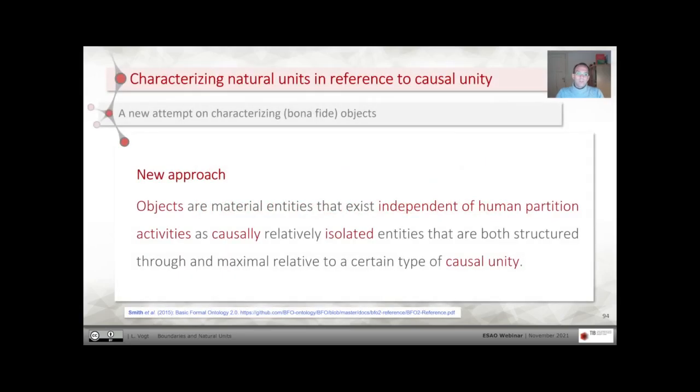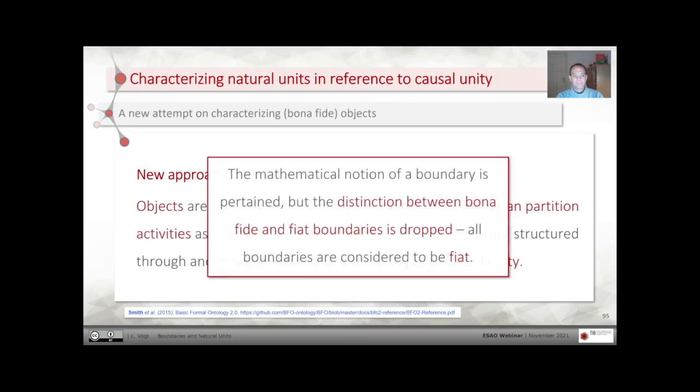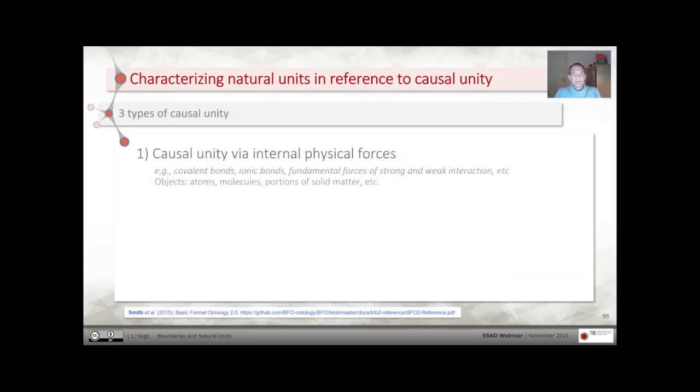Now, probably based on this critique, Smith and colleagues have proposed a new approach for identifying natural units. And here they say objects are material entities that exist independent of human partition activities as causally relatively isolated entities that are both structured through and maximal relative to a certain type of causality. So the mathematical notion of a boundary is retained, but the distinction between bona fide and fiat boundaries is completely dropped. All boundaries are considered to be fiat. And they distinguish three types of boundaries.